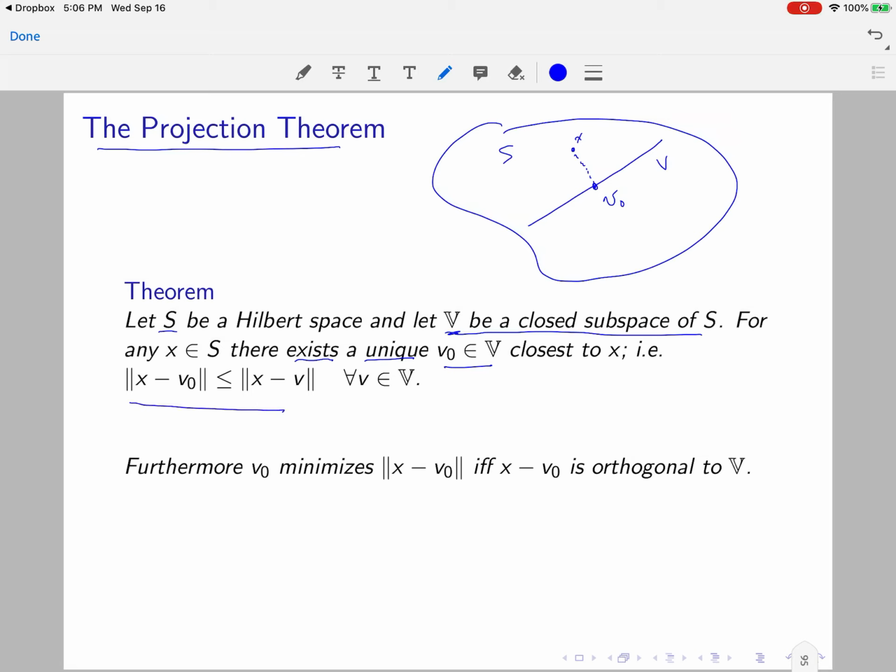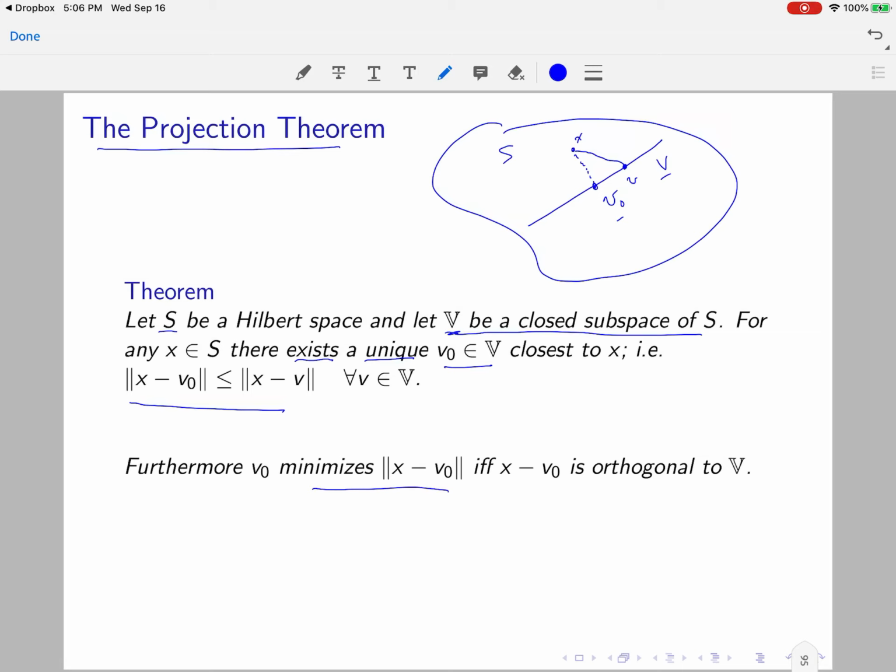In other words, the norm of x minus v naught is less than or equal to the norm of x minus v. So if there's another little v inside of capital V, then v naught is closer. That's what this second statement says. And then furthermore, v naught minimizes the norm of x minus v. In other words, v naught is the minimizer down here.